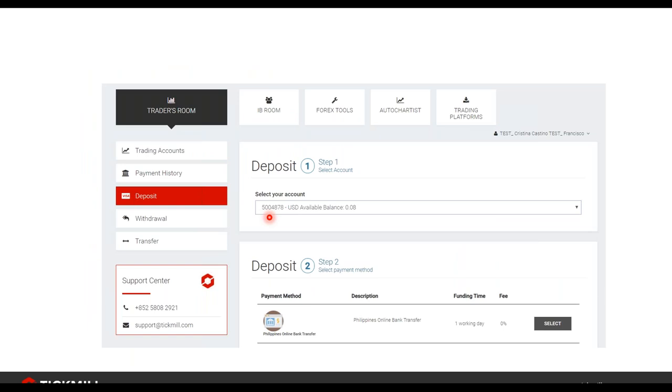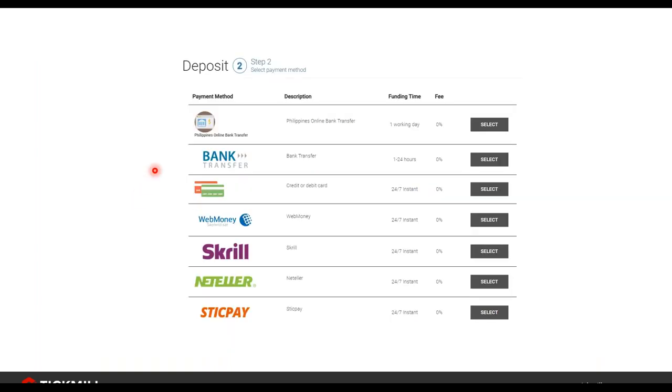Of course, after you download the platform and log in your trading account, the next step is for you to fund your account. We're very lucky with Tickmill, we have a lot of ways to fund the account. Dito lang, you just go to your trader's room and then click deposit. You will see the payment methods available. We have StickPay, Neteller, Skrill, WebMoney. These are online wallets. Credit card or debit card with Visa or MasterCard logo. Bank transfer is also an option.